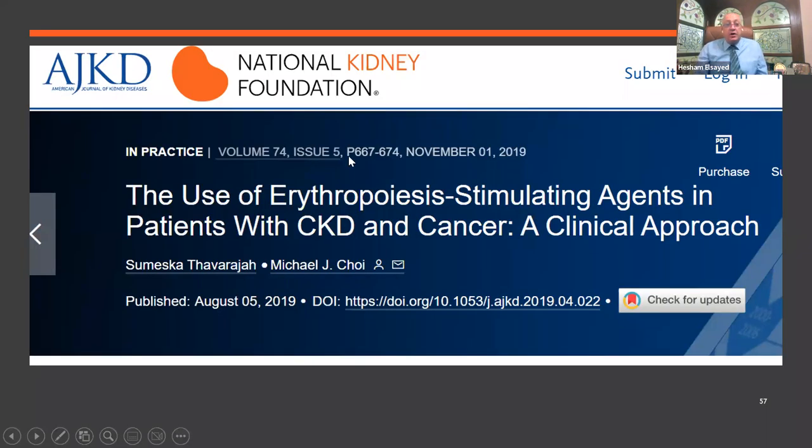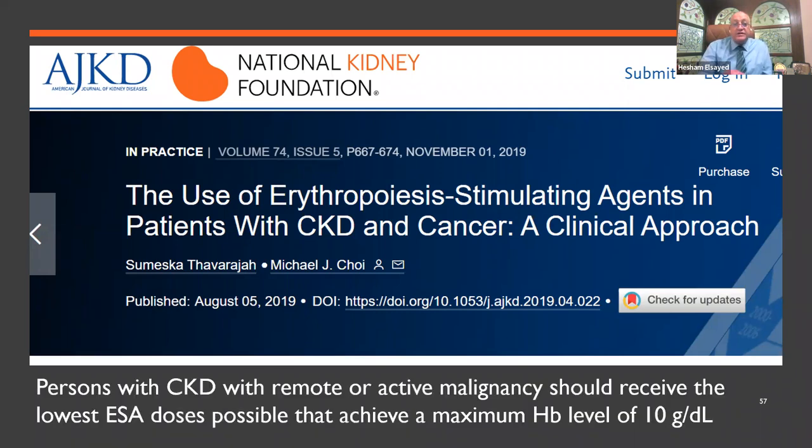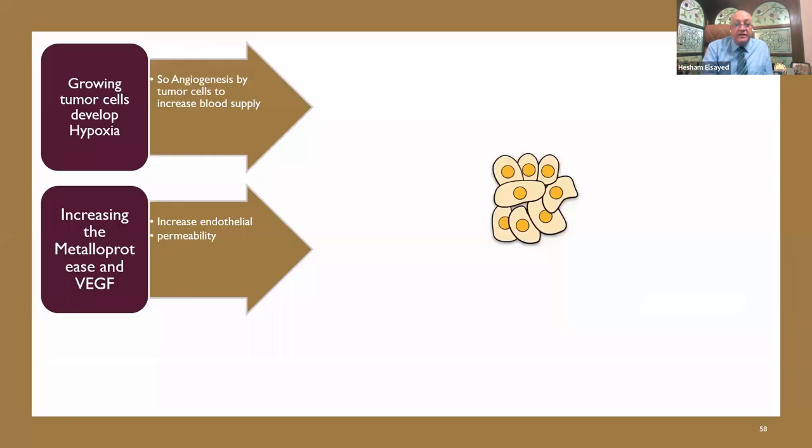Coming to the next part, what is the role of erythropoietin stimulating agents in patients with CKD and cancer? A clinical approach. Persons with CKD with remote or active malignancy should receive the lowest ESA dose possible that achieves a maximum hemoglobin level of only 10. So the first point comes to us. In patients with malignancy receiving ESA, we accept hemoglobin 10.